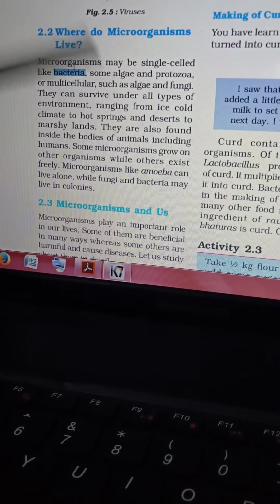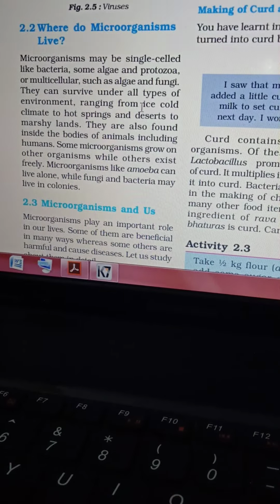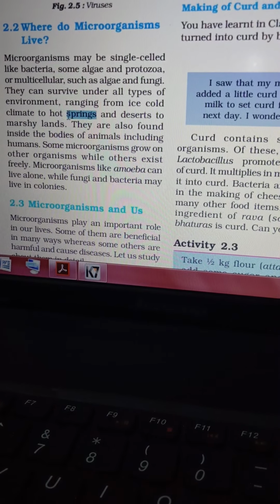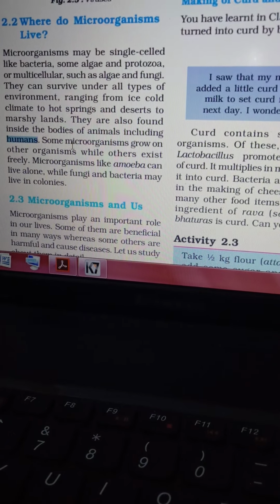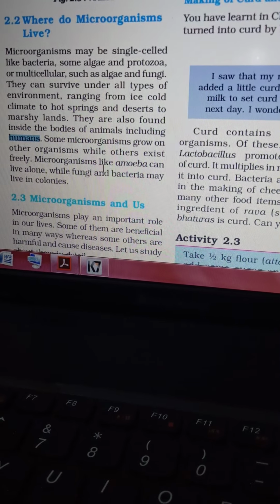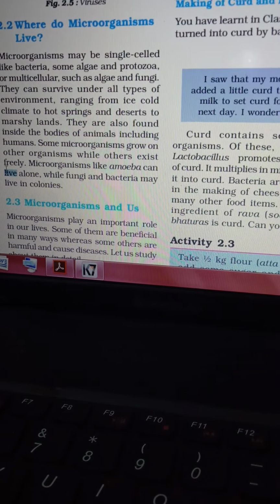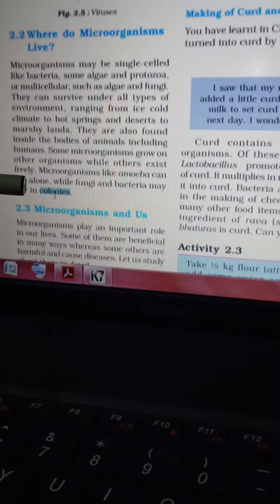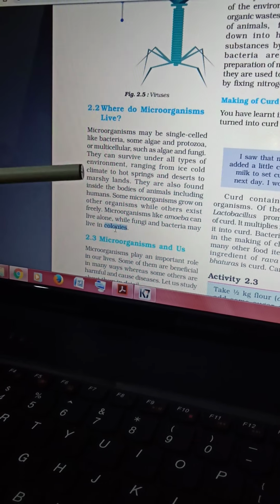And where do microorganisms live? They survive in all types of environments, from extremes of temperature, from ice cold to hot springs, deserts, marshy lands, whatever. They are also found inside the bodies of animals, including humans, and plants, and they cause a number of diseases. Some microorganisms like amoeba can live alone, independently, while fungi and bacteria live in colonies. Colonies means in groups. Some of the fungi and bacteria live in colonies, and not all microorganisms live inside the bodies of animals. Some live freely also, without causing any harm to human beings, plants or animals.